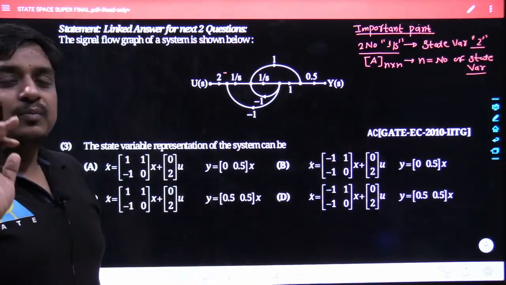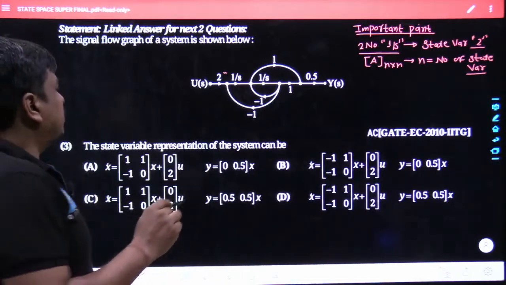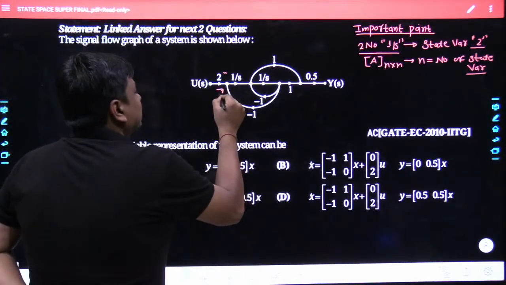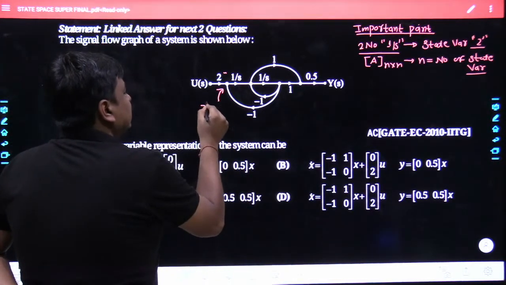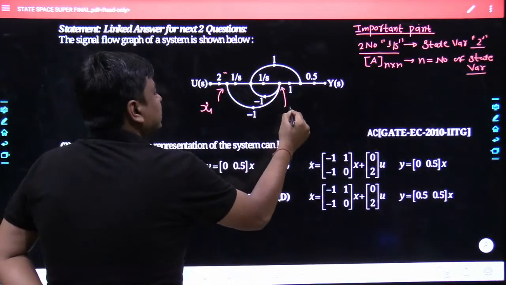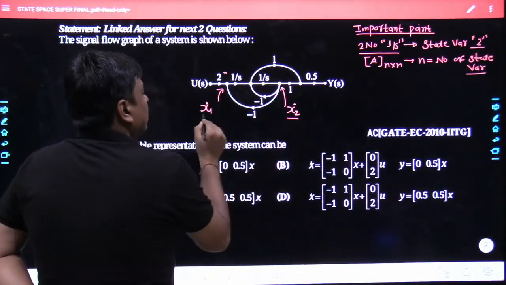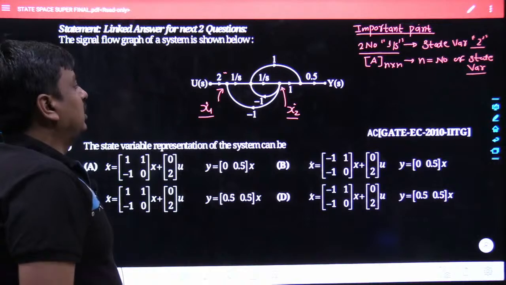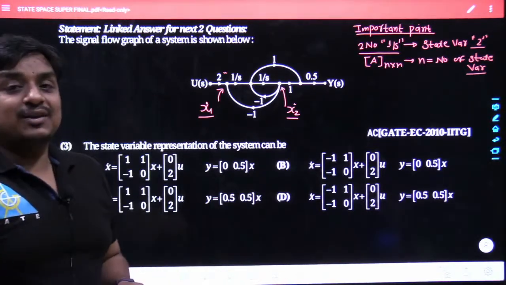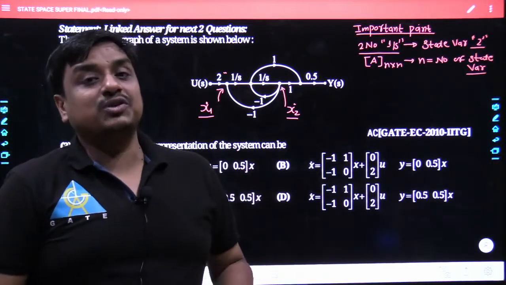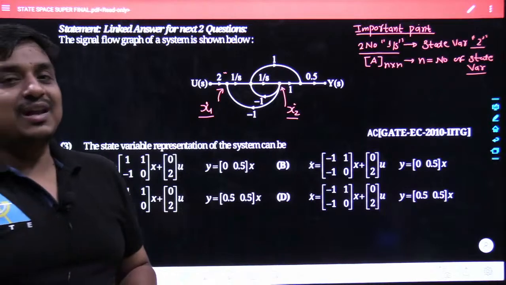Again the same problem comes in our mind. Which one must be chosen as x1 dot? Should I choose this as x1 dot or should I choose this as x2 dot? Now I want the reply from each one of you. Should the first node be chosen as x1 dot? Should the second node be chosen as x2 dot? I want the reply over the live chat.